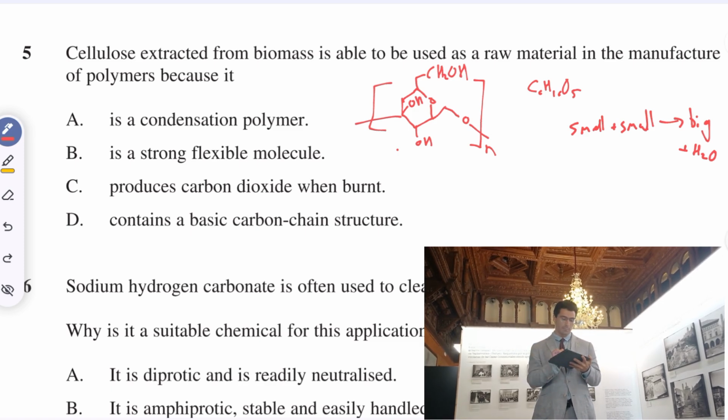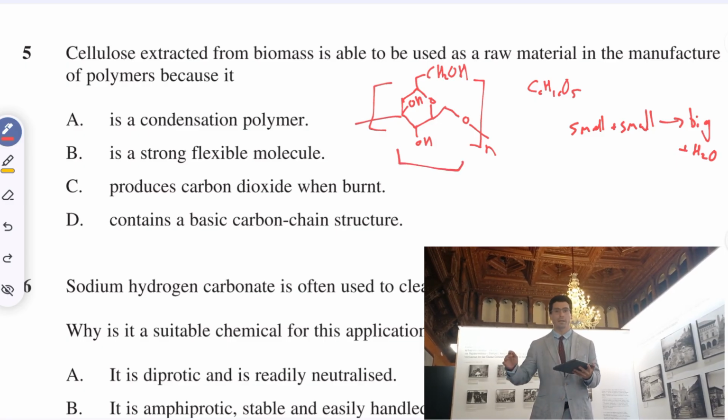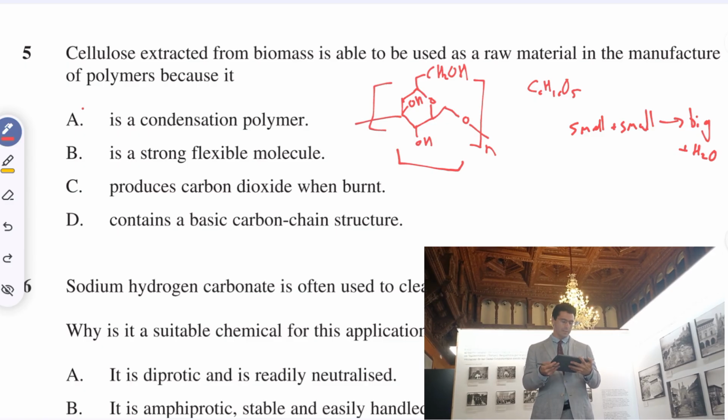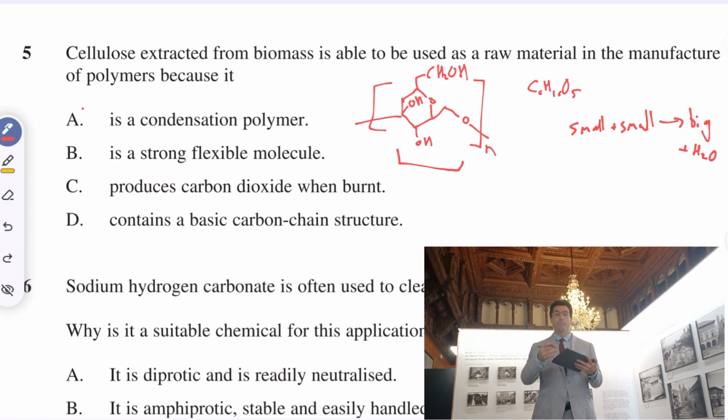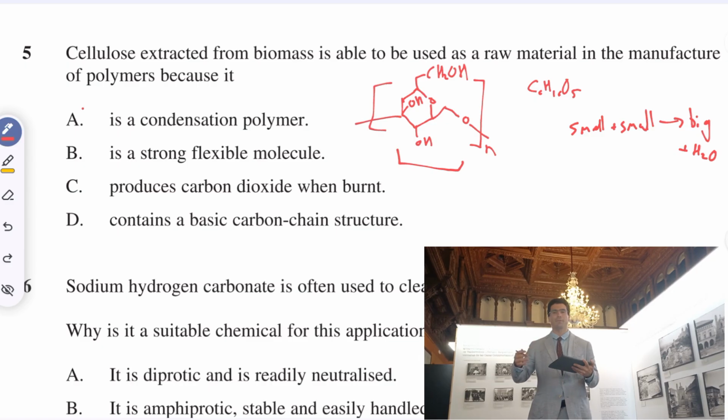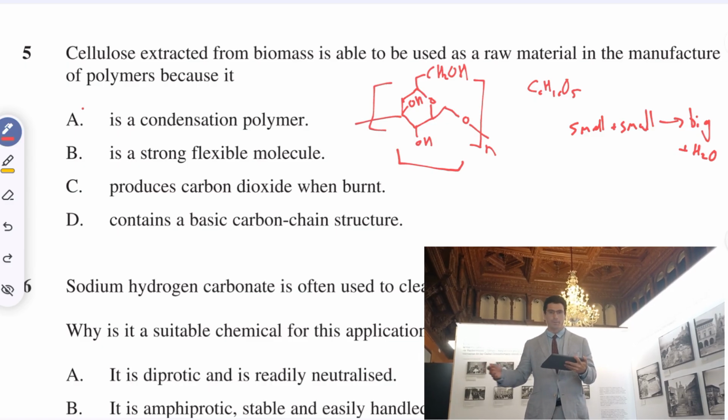By the way, this molecule here, the repeating unit, is glucose based. There are many types of glucose depending on the substituents which are on the branches, but because it is a condensation polymer, well, no, there are many condensation polymers, and it is not because of the fact that it is a condensation polymer that we can use it to manufacture other polymers. So it cannot be A.